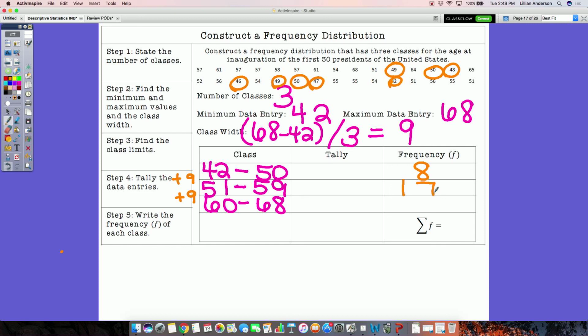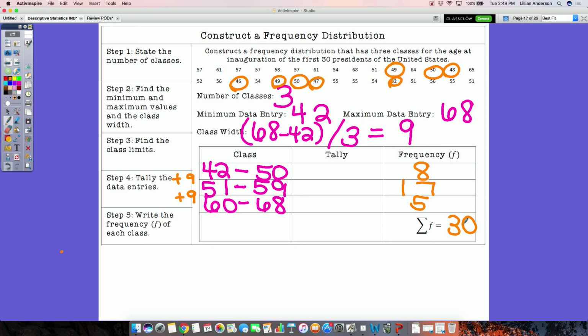How many were between the ages of 51 and 59? 17. And how many were between 60 and 68? 5. And when we add them up, how many is that? 30. And it should have been 30 because we have 30 presidents. So you can always check yourself, because if you miss something, you can go back and realize, okay, I messed up somewhere. The number's not 30.